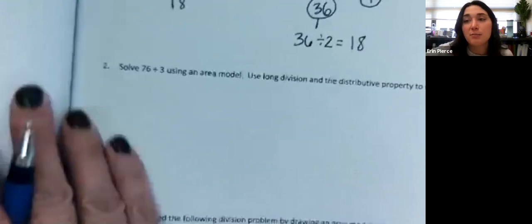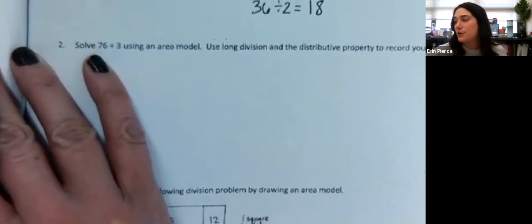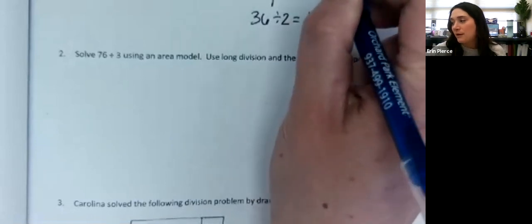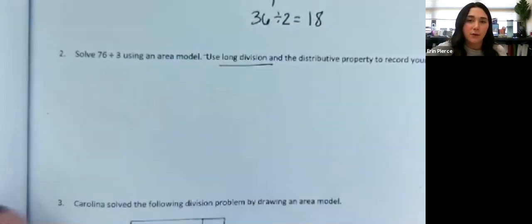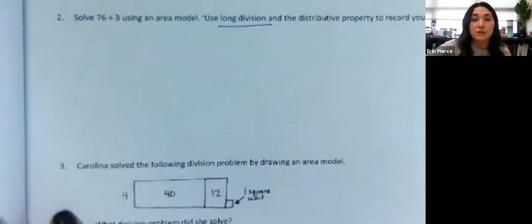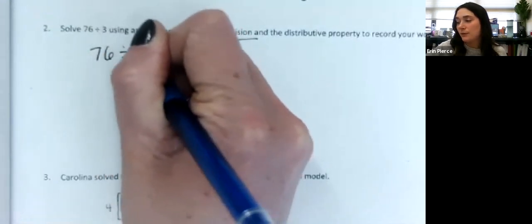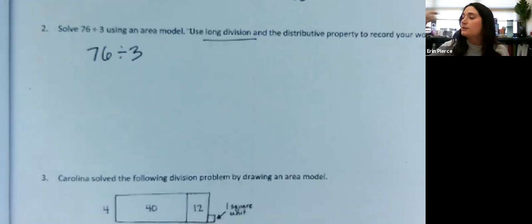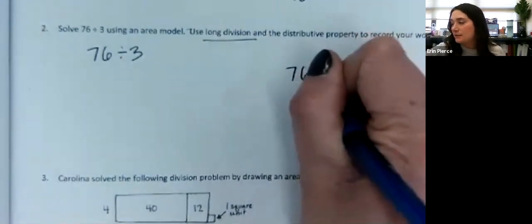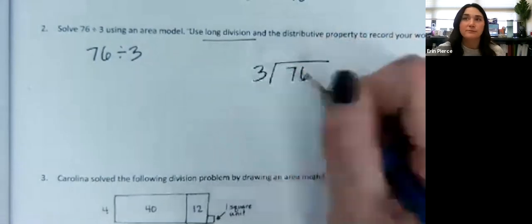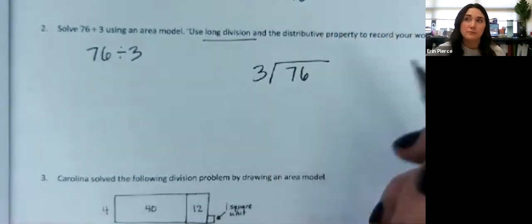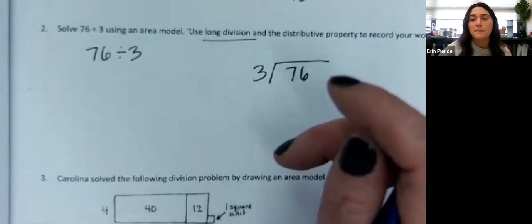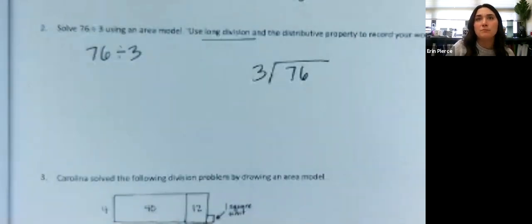Let's solve the next one using both area model. This time, instead of doing this distributive property thing, let's do long division. So on this next one, we're going to do 76 divided by 3. I want to solve it using long division first and then draw my little area model next to it. So I have 76 divided by 3. Do you have that on your board?